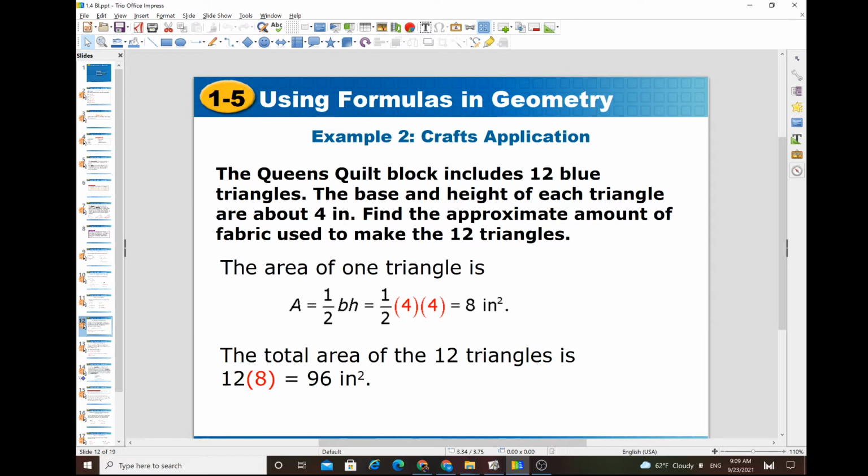Okay, so this one is just the word problem. So anytime that I deal with the word problem, you always want to highlight a key word, key number. We do know that it's a triangle. So once we get that, the base, the height, and then basically just plug in a number, find the area. And also this one showing that the base and the height of each triangle are about 4 inches, so plug in a number. And then find the approximate amount of fabric used to make the 12 triangles. So each triangle, it's 8 square inches, so 12 triangles, the total area, 12 times 8, 96 square inches.